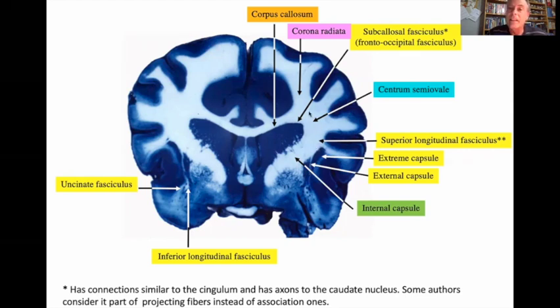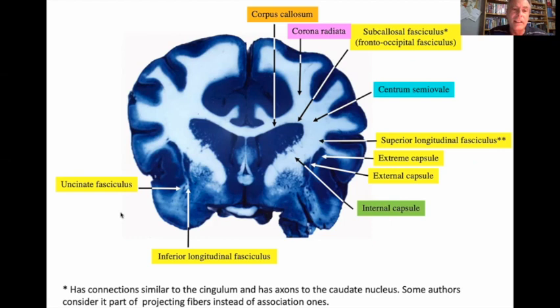Also, there is this subcallosal fasciculus located here. Okay, because it's located underneath the corpus callosum, subcallosal fasciculus. And this is a fasciculus that connects frontal cortex with occipital cortex. We also have here at this level the superior longitudinal fasciculus. It's a fasciculus formed by associative fibers that connect the frontal cortex with the parietal cortex with the occipital cortex.